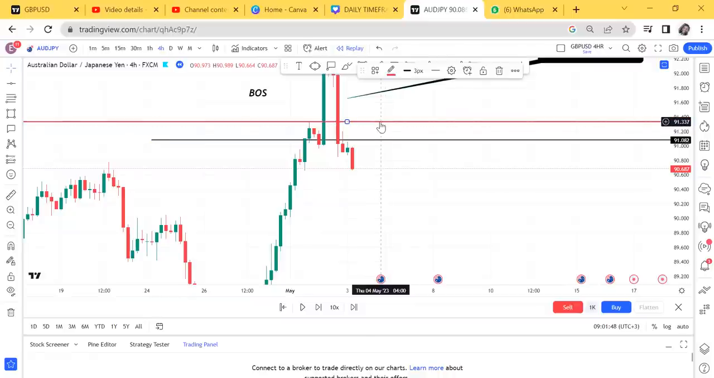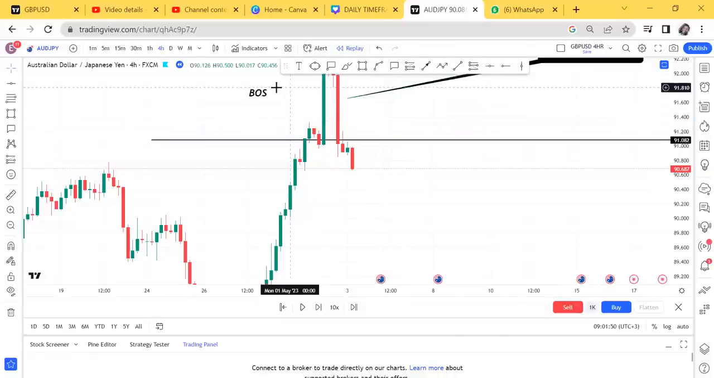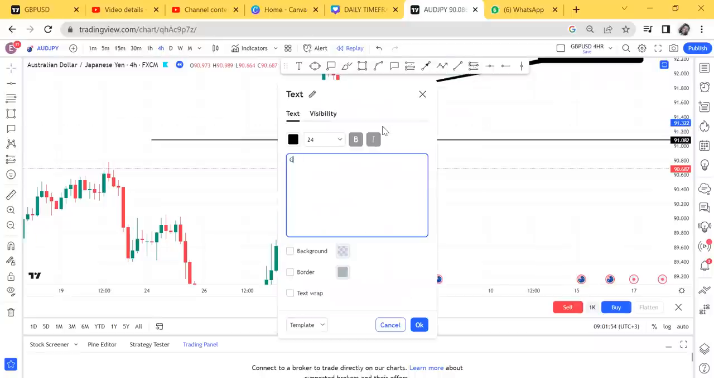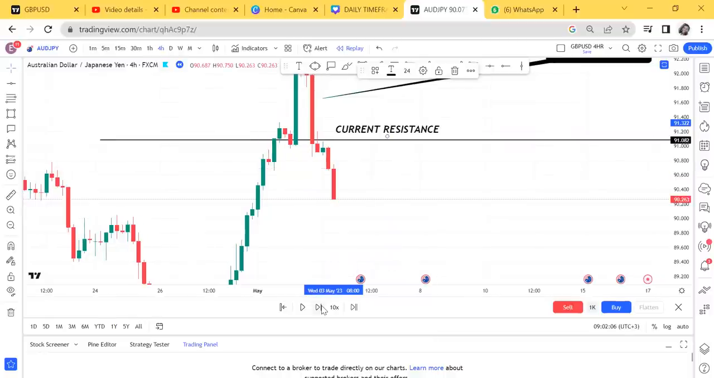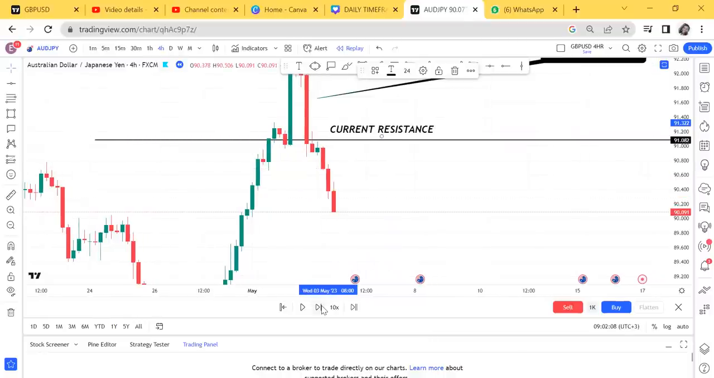Now this one has shifted. We do not have that as our current resistance. So it has shifted, and our current resistance is there. Remember, current resistance will keep shifting according to how the market is going. So we have our new current resistance. It has shifted, now we have this one. So let's try to see until where current resistance will get broken.